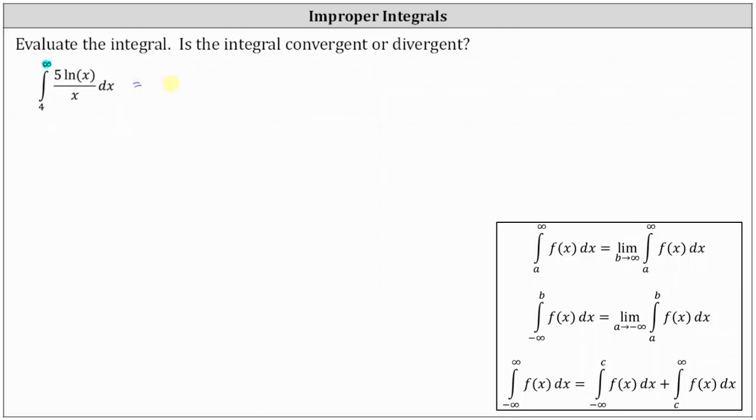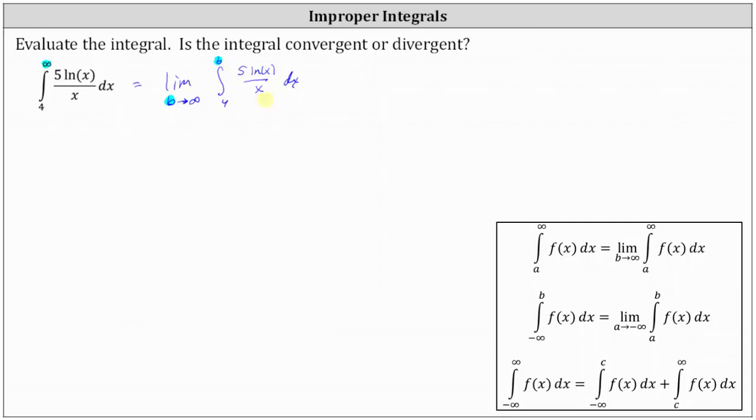The given improper integral is equal to the limit as b approaches infinity of the integral from 4 to b of 5 natural log x divided by x dx. Notice we replaced the upper limit of integration with b, and then we took the limit as b approaches infinity of the integral from 4 to b.